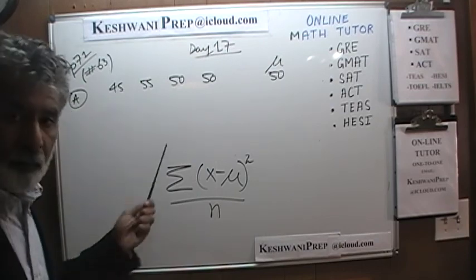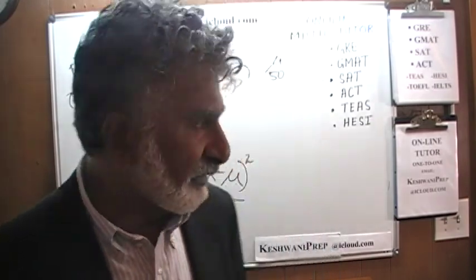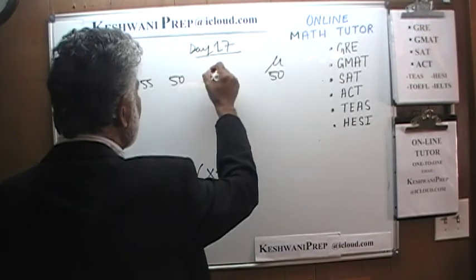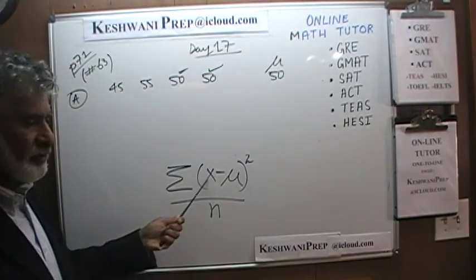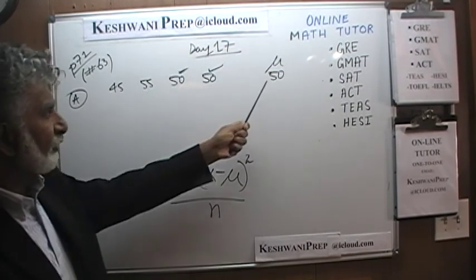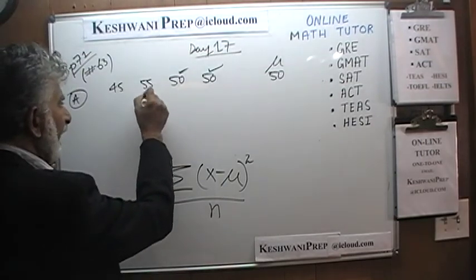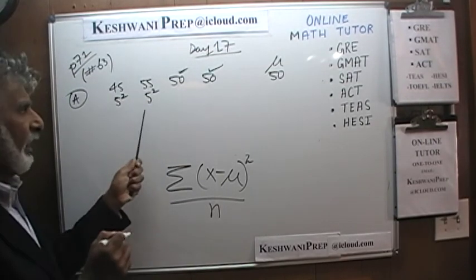As you can see here, I'm going to do the work only because it might help you, but in a real exam, you should be able to see right away, just by visual inspection, which one has the greatest dispersion around the mean. For example, here, the mean is 50, and these two are already 50, which means they do not deviate from the mean at all. This quantity is 0 for this guy and this guy. And this is 5 units from there, and you have to take the square of that, which is going to be 5 squared, and this is going to be 5 squared. They're both 5 away from the mean.